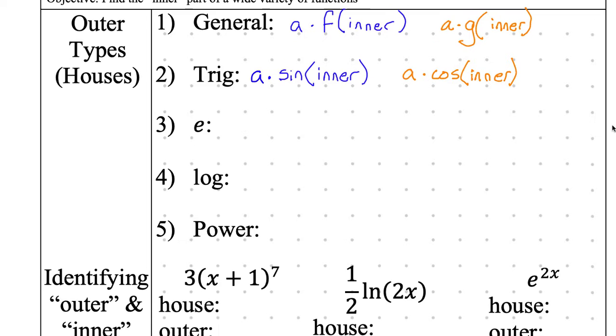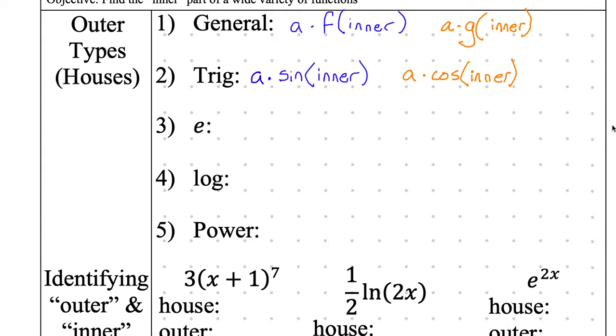You have E house. So we've done general house, trig house, E house. So that is something like a times e. But the tricky part with E house is, where's the inner? Oh, it's in the top. It's in the power. The x component. So the inner is up here. I'll put parentheses around it, we'll just stay consistent. E to the power of inner.